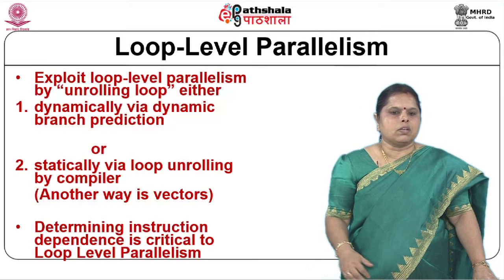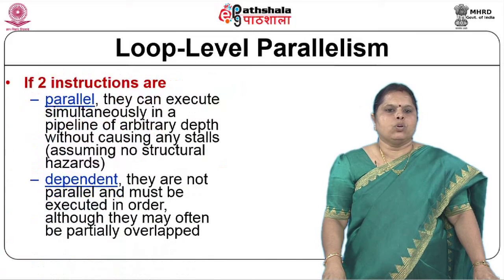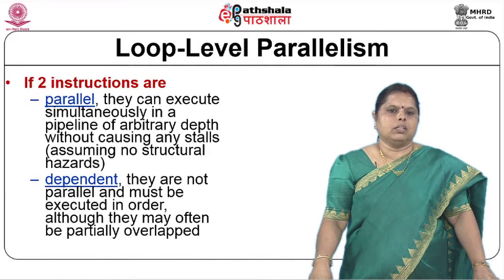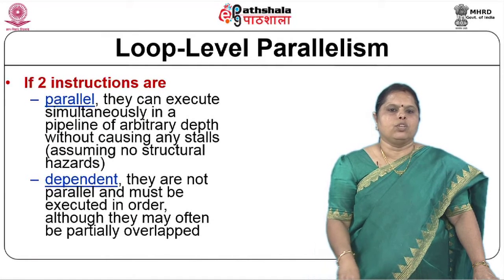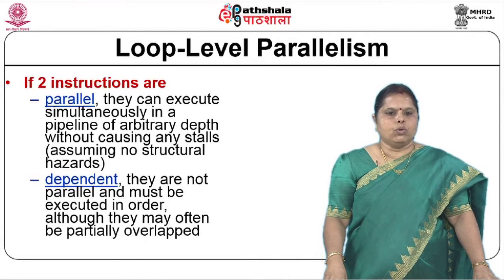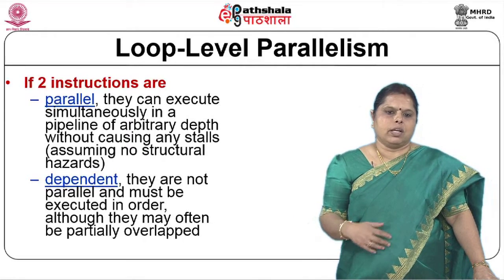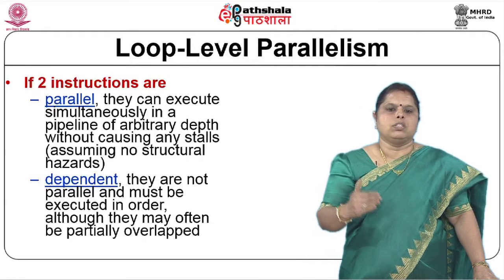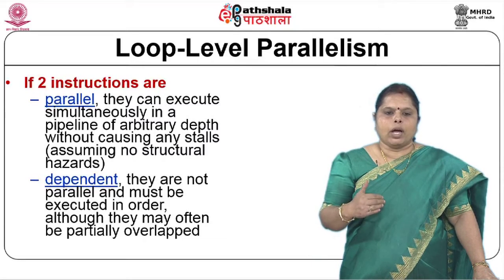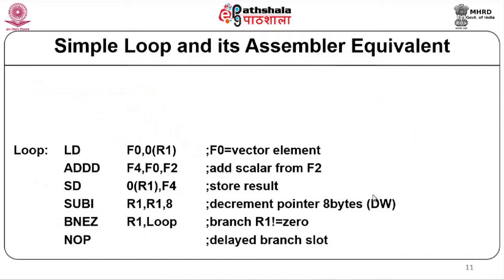So, determining the instruction dependence is critical to identify loop level parallelism. If two instructions are parallel, then it means that they are not dependent on each other. They are independent instructions. They can execute simultaneously in a pipeline. On the other hand, if two instructions are dependent on each other, they are no longer parallel instructions. They cannot be executed in parallel. So, the sequential order of these instructions will have to be maintained in order to maintain the data flow. So, identifying the dependence among instructions becomes very critical when we try to look at loop level parallelism.